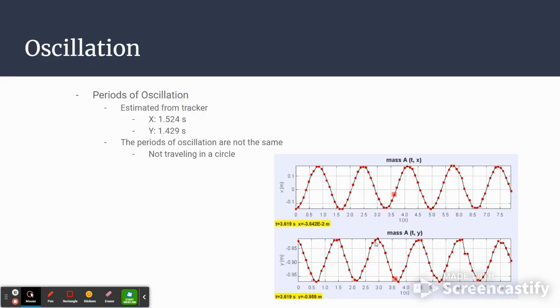The periods of oscillation, estimated from Tracker going from the peaks, I got 1.524 seconds, as I mentioned earlier, in the x direction, and 1.429 seconds in the y direction. Periods of oscillation are not the same. The conclusion from this is they're not traveling in a circle.